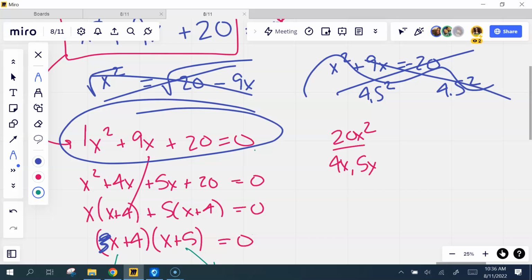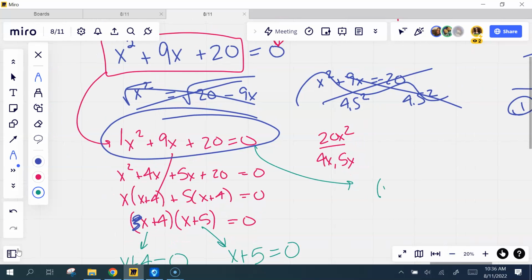Minimum amount of work I'd want you to show for this one is you could go from here. You could say x plus 4, x plus 5 equals 0, x equals -4, x equals -5. If you can get to that point, that's fine.